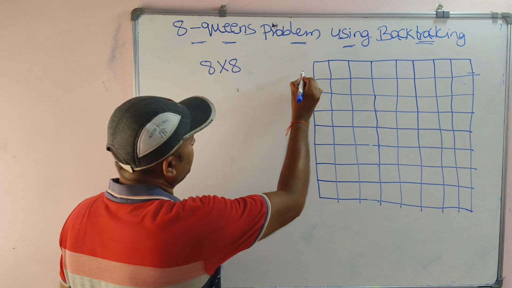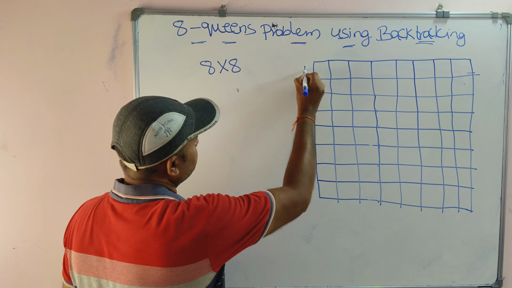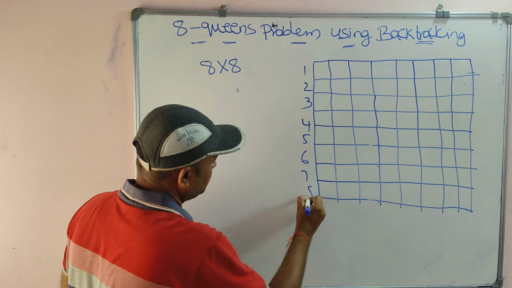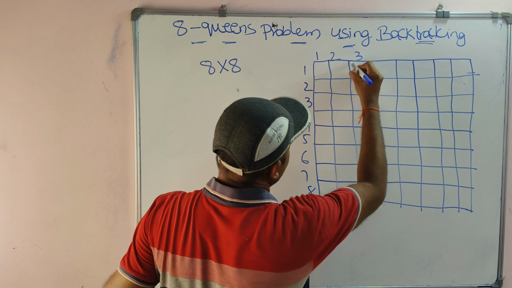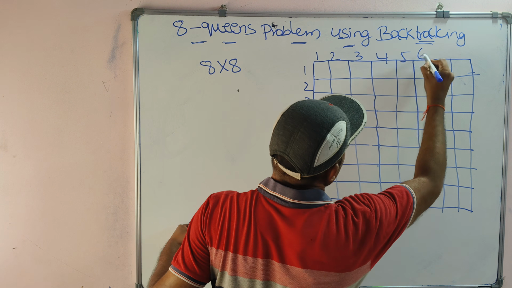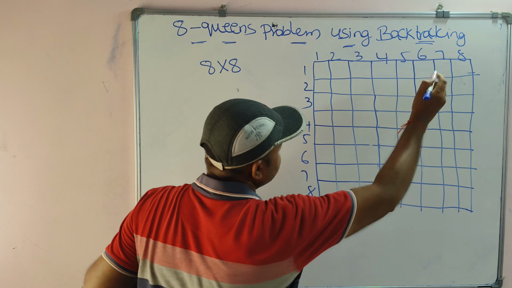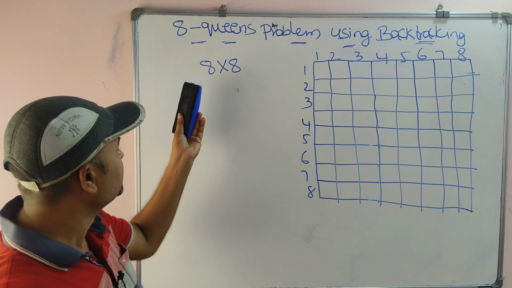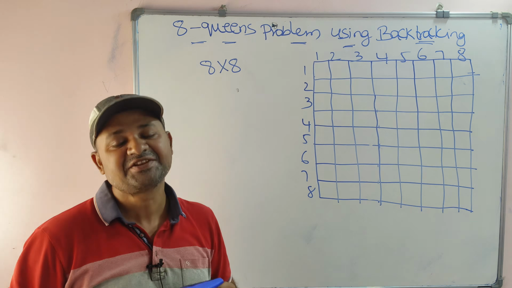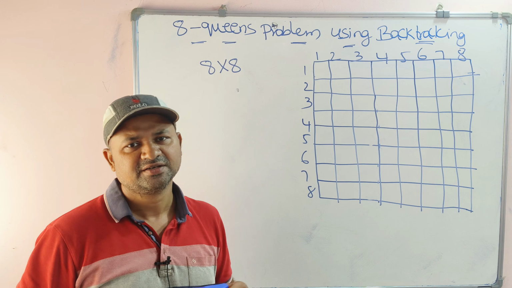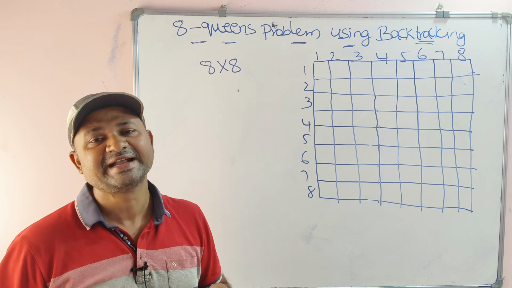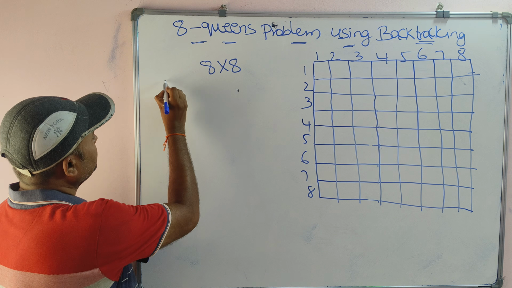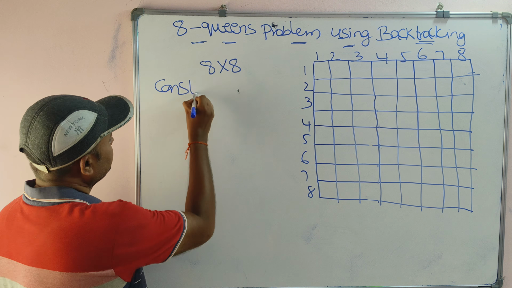So here we have an 8 by 8 chessboard. We have 8 rows as well as 8 columns. So totally we have 8 into 8, 64 cells. In those 64 cells, we have to place 8 queens such that no two queens attack each other. Okay. Now let us see some constraints.